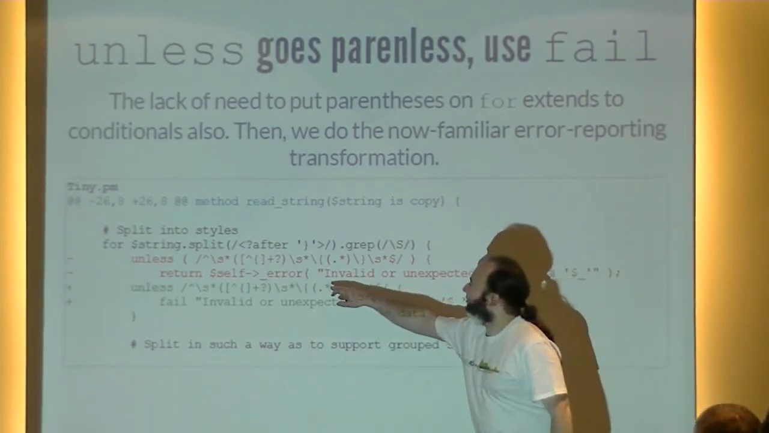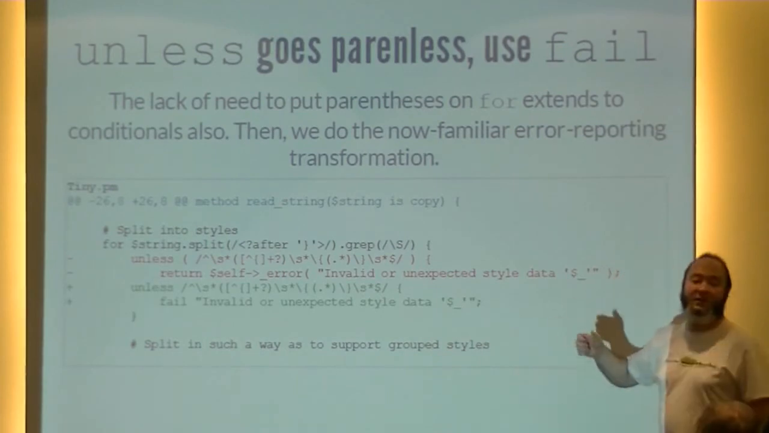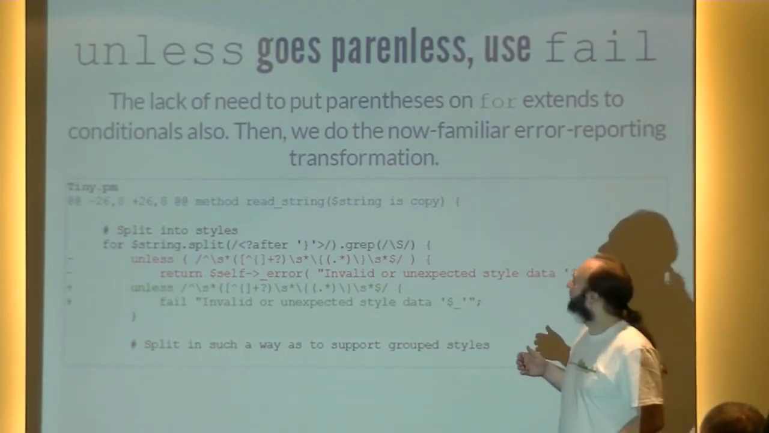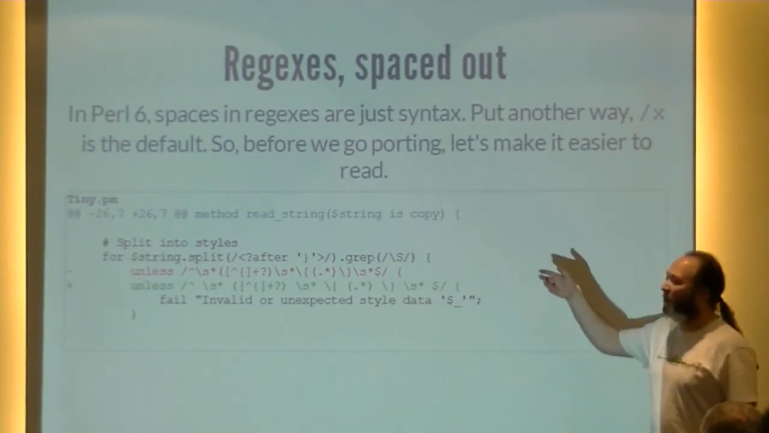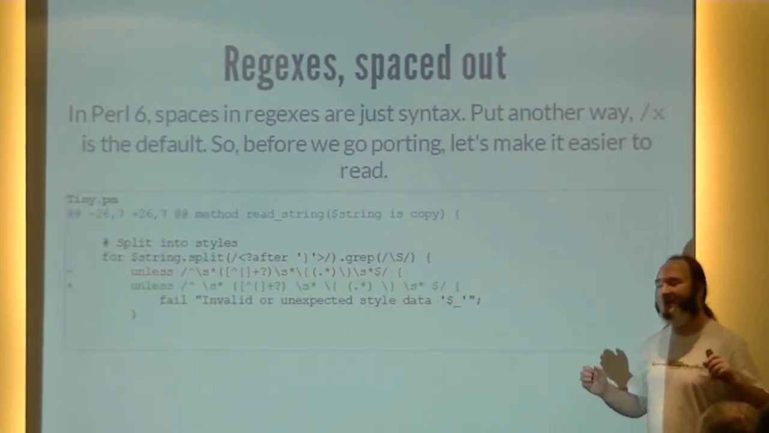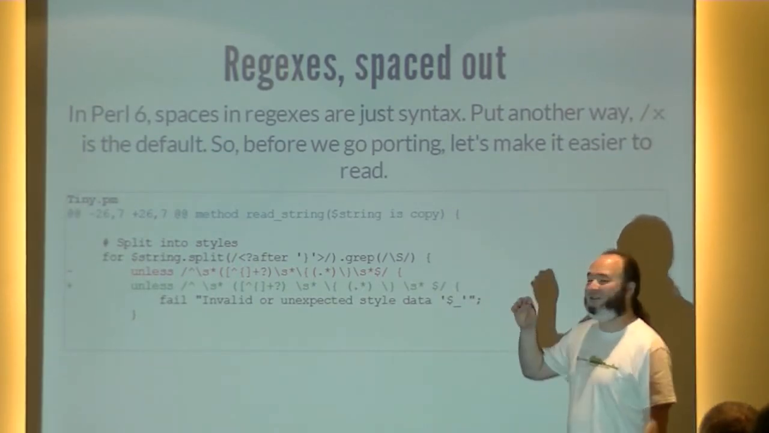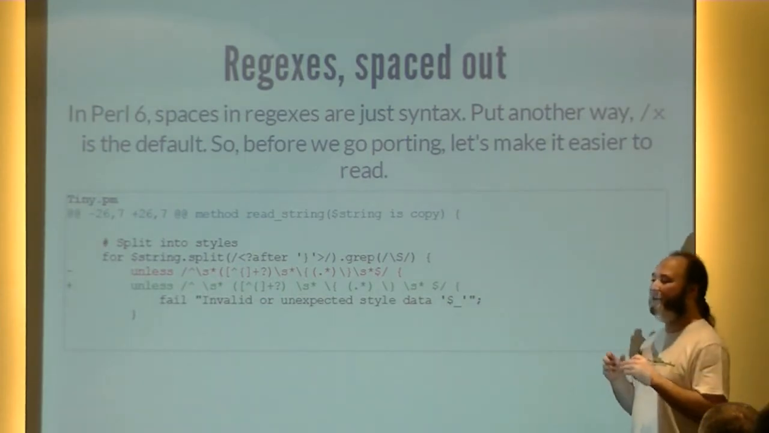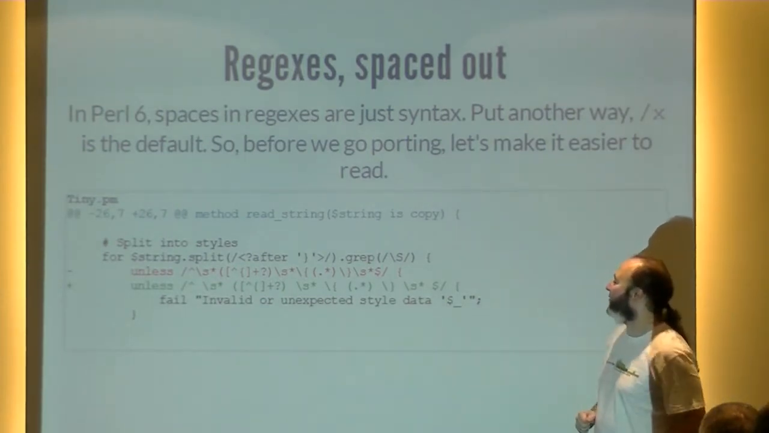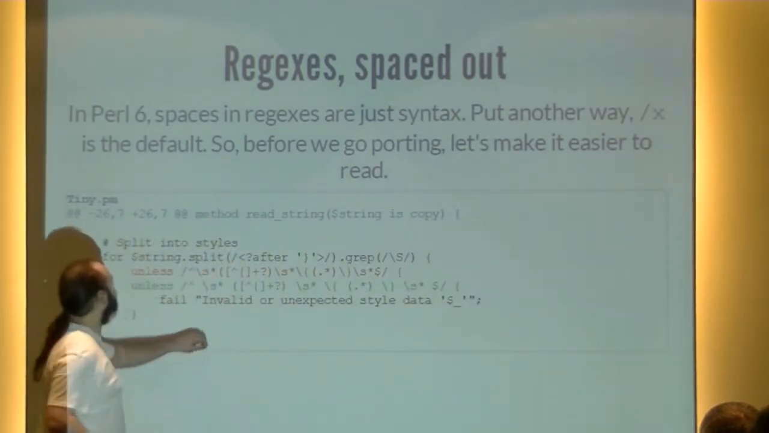So here we were sort of doing the error. Now we'll just do the fail. So that just simplifies things a little bit. And what now? Well, we need to port this regex. The first thing to notice is that in Perl6 you have the /x option on by default. So we don't actually have to have this thing crammed together. We can go and put some spaces in. Once we do that, we can start to be able to read it.